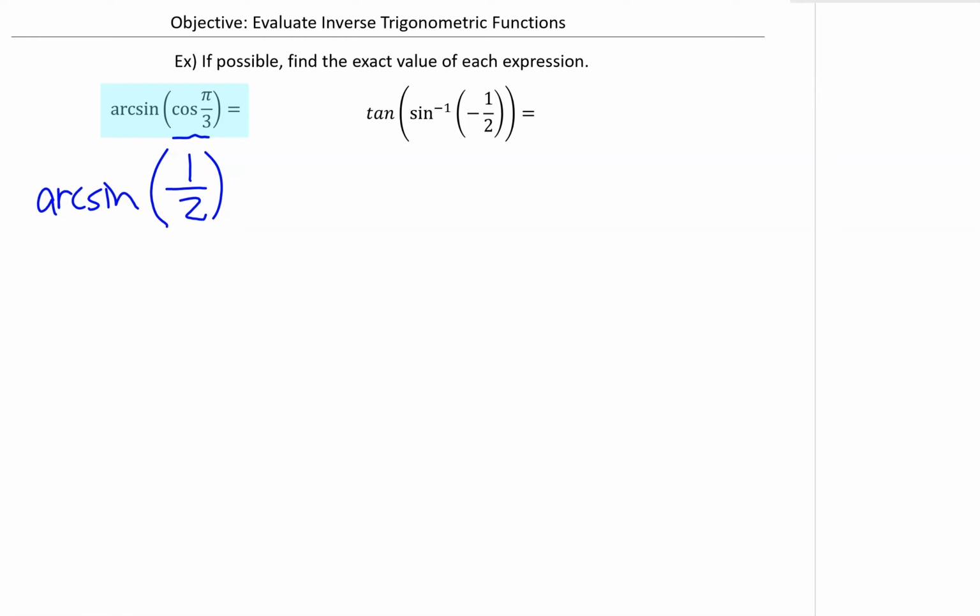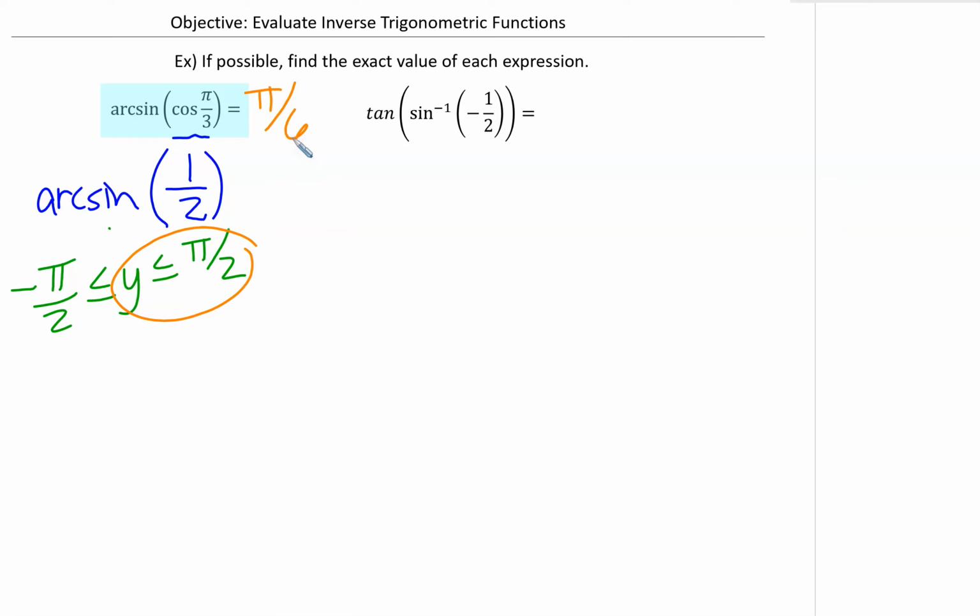Arcsine, which is a sine inverse notation, tells us we're now looking for an angle, and angles for arcsine are restricted to being from negative pi halves to positive pi halves. So 1/2 is our sine ratio. We want to know what's the angle that has a sine value of positive 1/2, which would happen in our first quadrant, and that would be pi 6 radians. And so that is what we're equal to there.